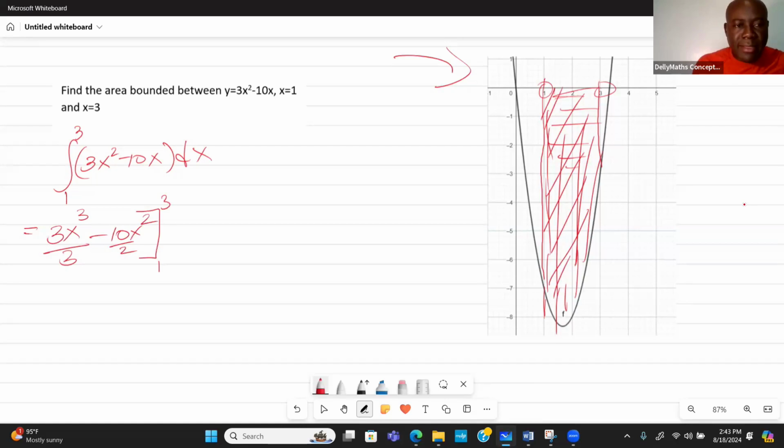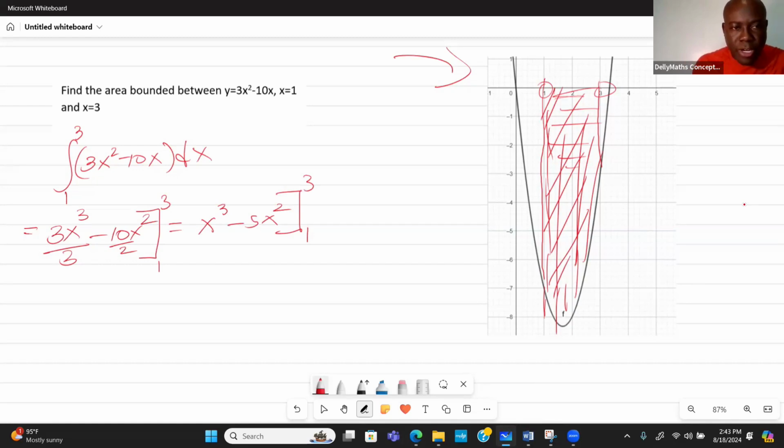Basically, we want to simplify this. When this is simplified, we get x to the third minus 5x squared from 1 to 3. This is what we have when everything is simplified. So what we're going to do now is plug in the values. Remember, we're expecting to get a negative number, but that doesn't mean that the area is negative. So let us drop it in.